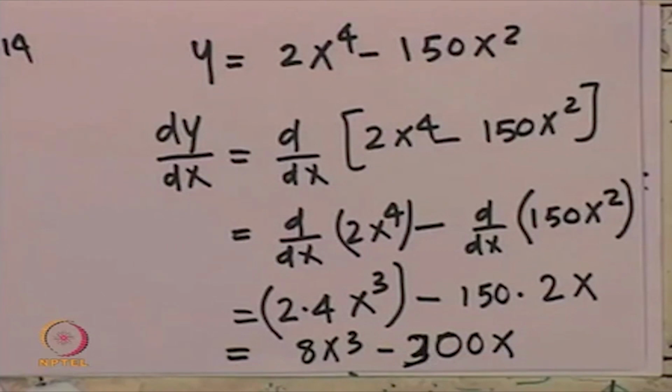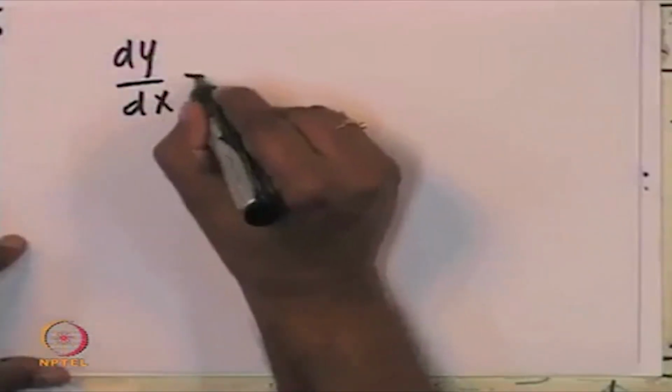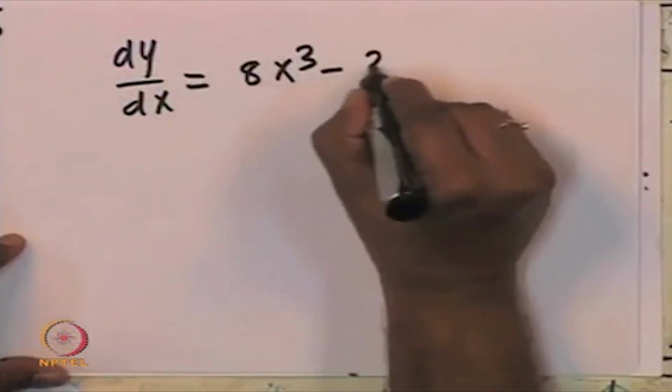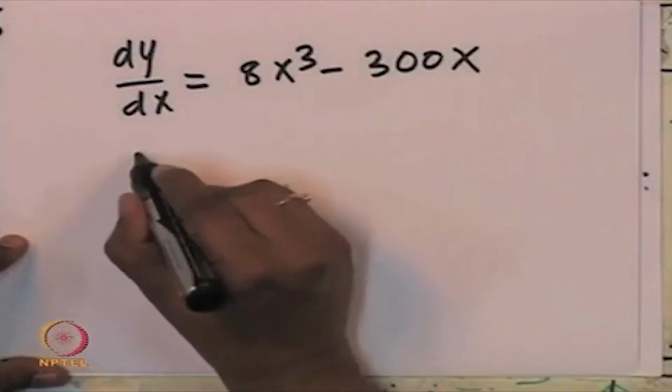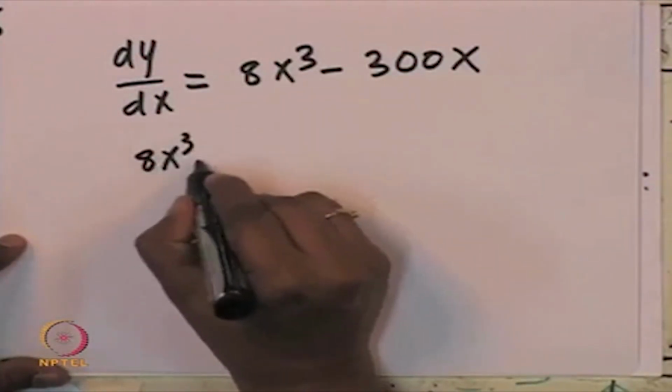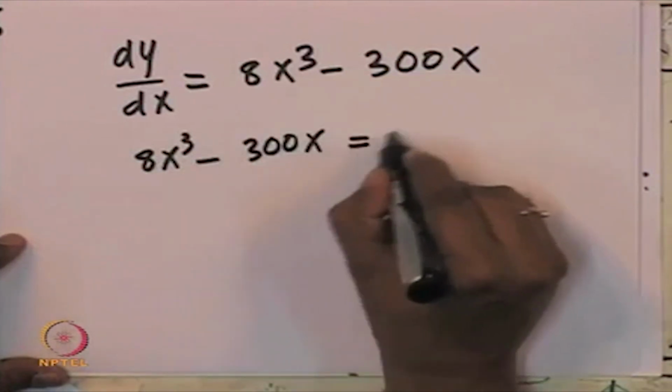That is the derivative of this free energy function, and if we equate this to 0, what we will get essentially is the minima and maxima of this function. So, let us quickly equate this to 0. The derivative dy by dx we got was 8 x cube minus 300 x. If we equate this to 0, what do we get? 8 x cube minus 300 x equal to 0.